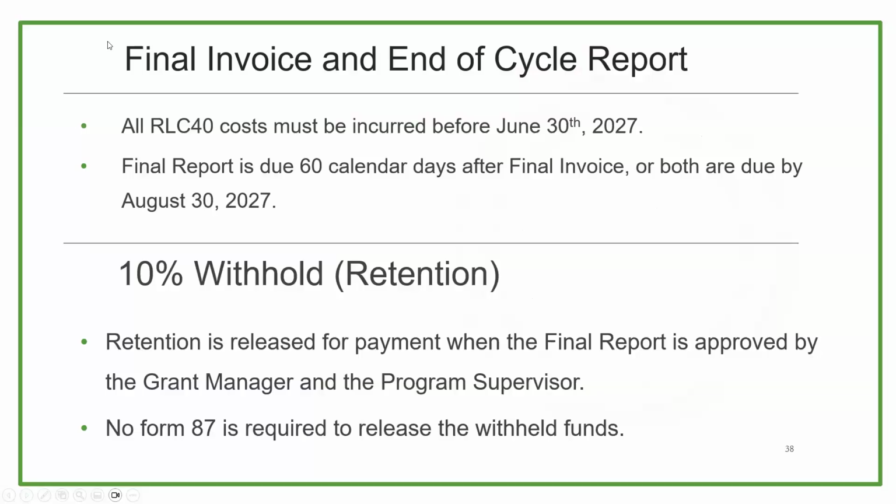Final invoice and end of cycle report. All RLC40 costs must be incurred before June 30th of 2027. Final report is due 60 calendar days after the final invoice, no matter when it's submitted. And both are due by no later than August 30th, 2027, if your final invoice comes in on June 30th. So when you submit that final invoice, you can start the clock ticking at 60 calendar days.